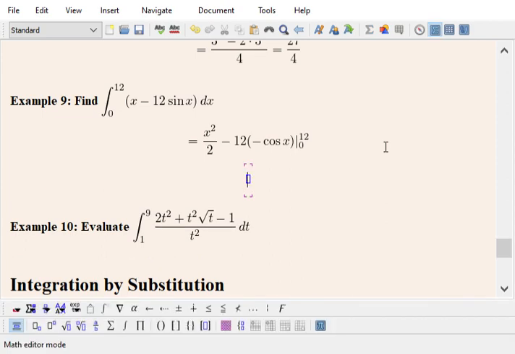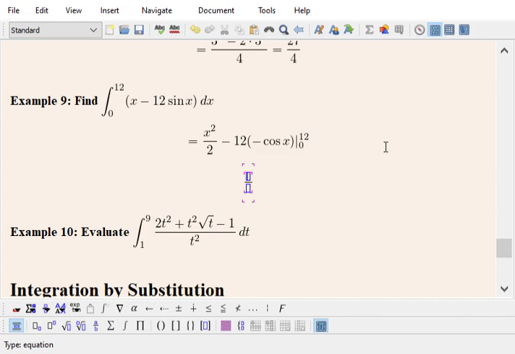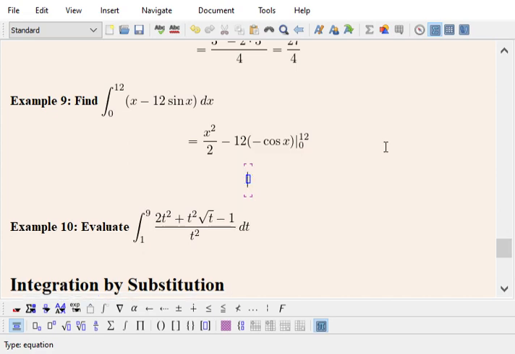And now, once again, it's just rote computation. So if you plug in 12, we get 12 squared over 2. Well, that's the same as 6 squared, so that's 36. Plus, because minus and minus becomes plus, 12 cosine of 12, whatever that is. I don't know what the cosine of 12 is. It's some crazy number. Minus, so what happens when we plug in 0? Well, 0 squared over 2 becomes 0. Cosine at 0 is 1.